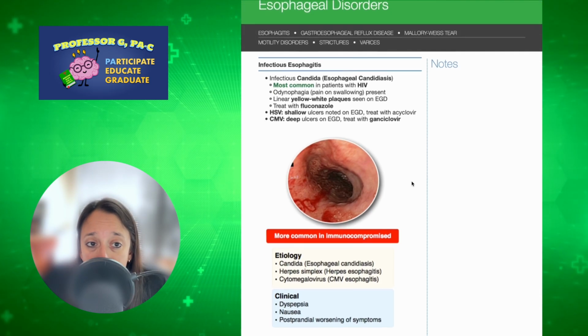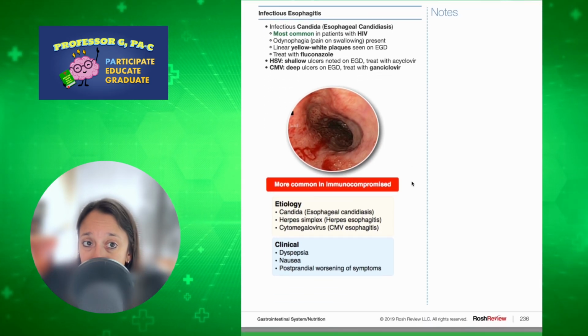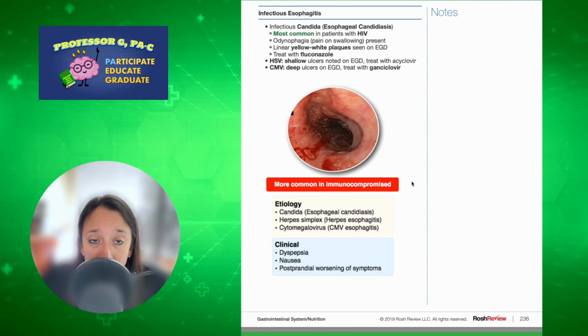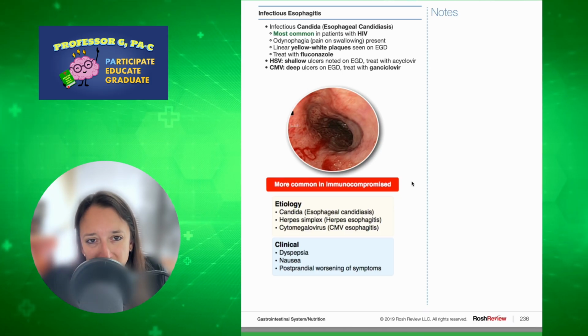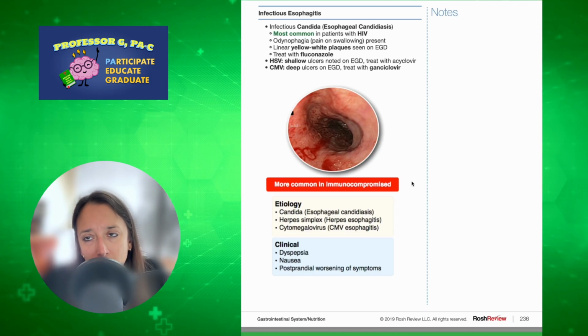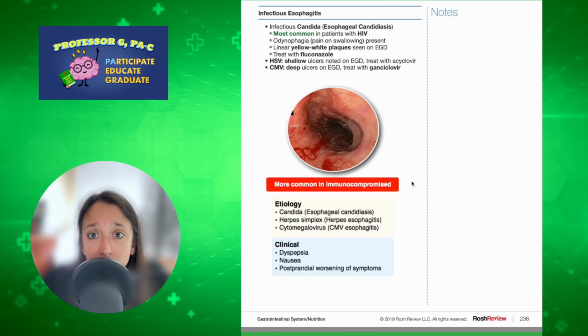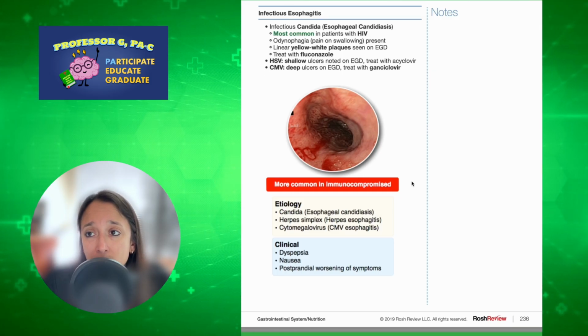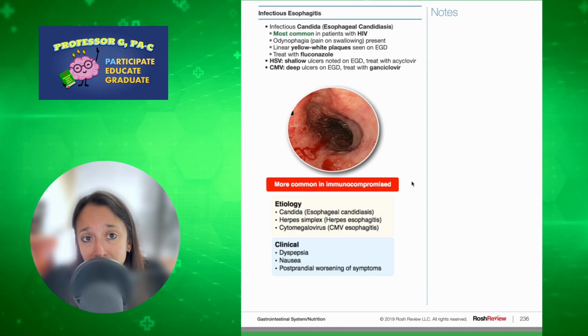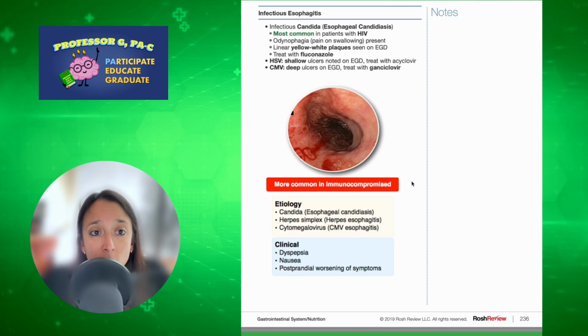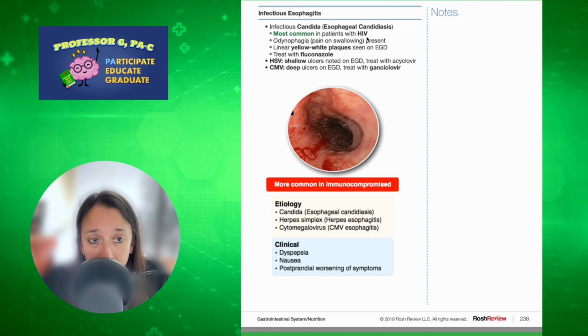So infectious esophagitis, most often caused by Candida, which is yeast within the esophagus. If we have yeast in the esophagus, it's not normal, okay? Sometimes we'll have some yeast in the mouth, especially if we use inhalers that have steroids in them, or we just got placed on antibiotics. But if we see Candida in the esophagus, we need to look for an immunocompromised state like HIV or diabetes or things like that.